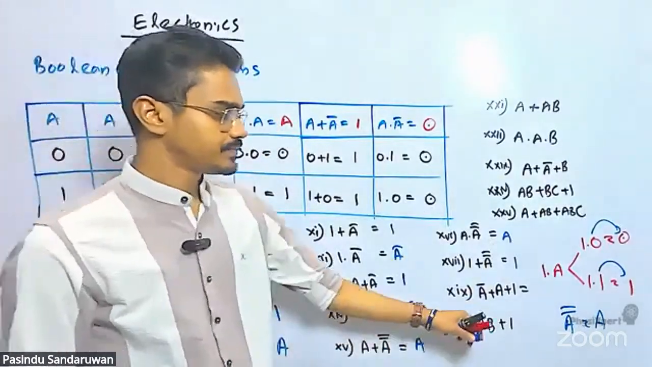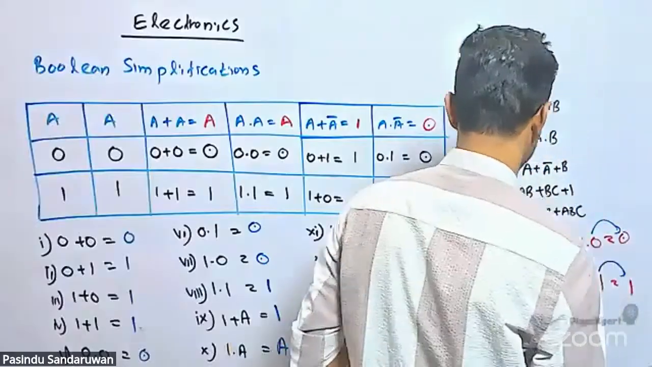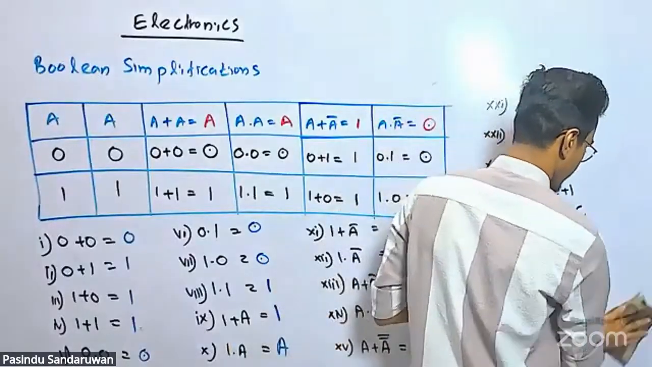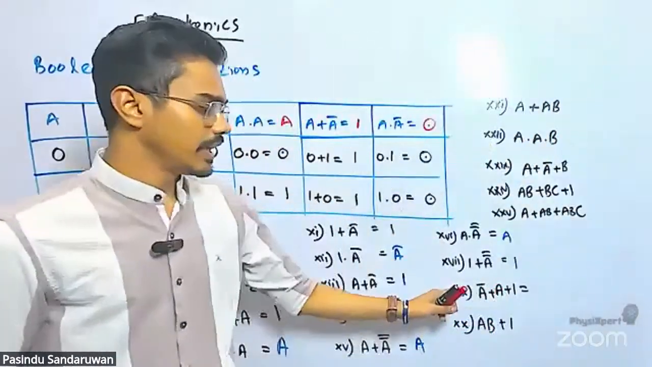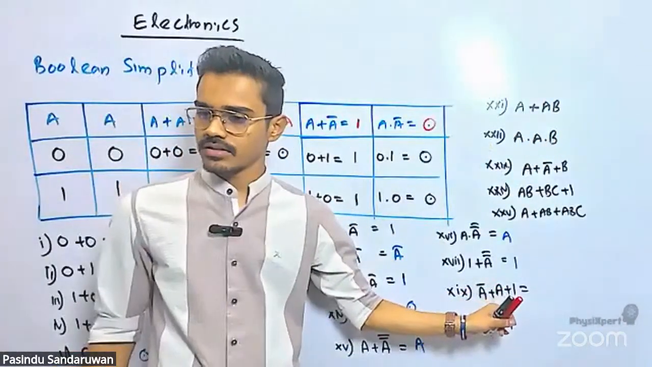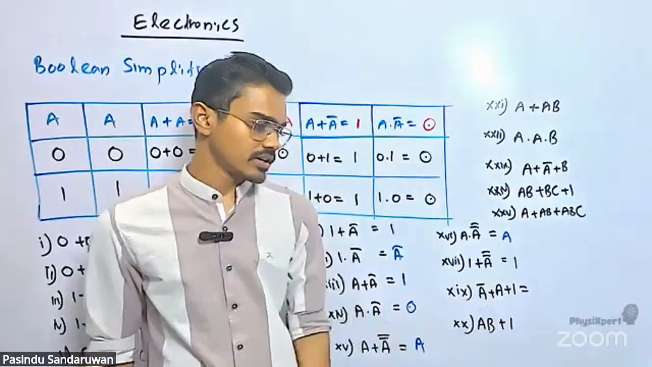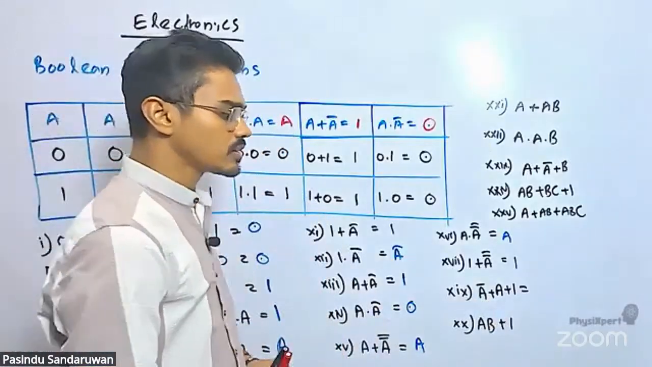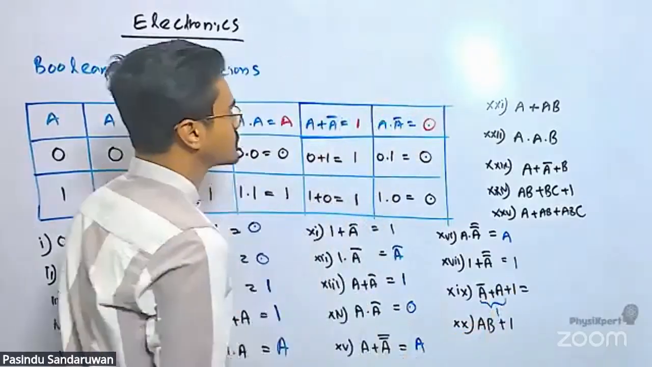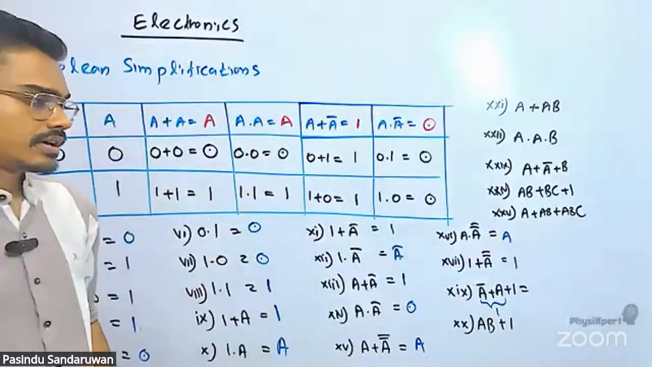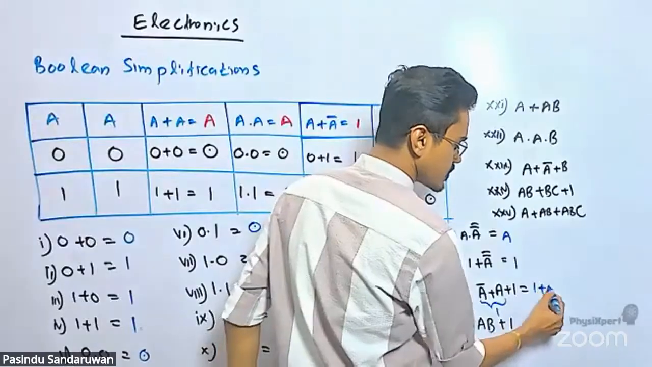This one, A bar plus A plus 1. A bar plus A means 1, we just proved that. A bar plus A is 1. A plus A bar is 1. So what is between these? This is 1 plus 1. 1 plus 1 means 1.